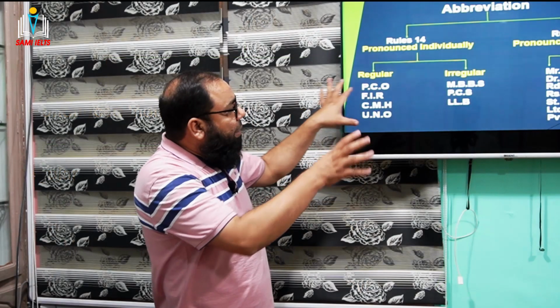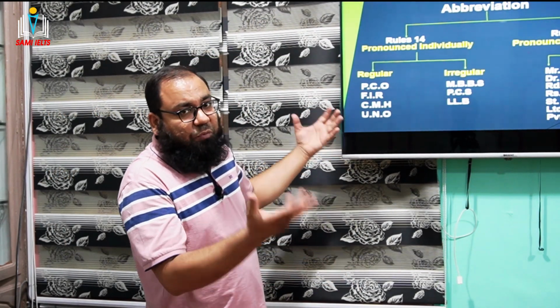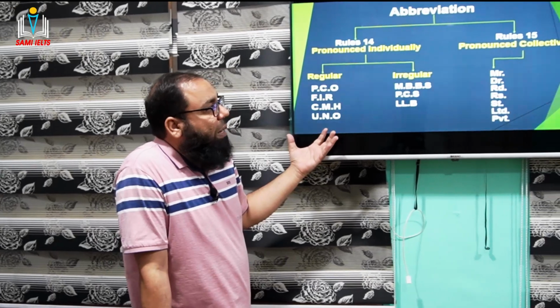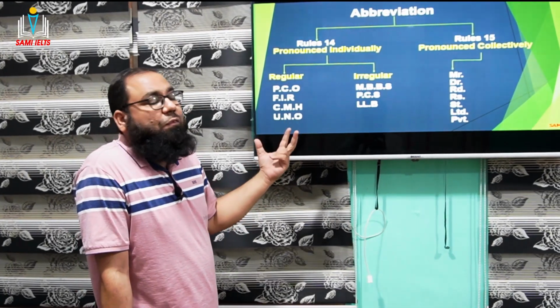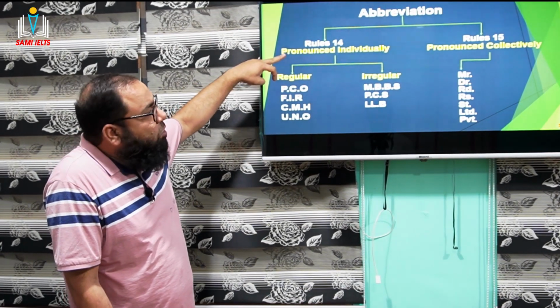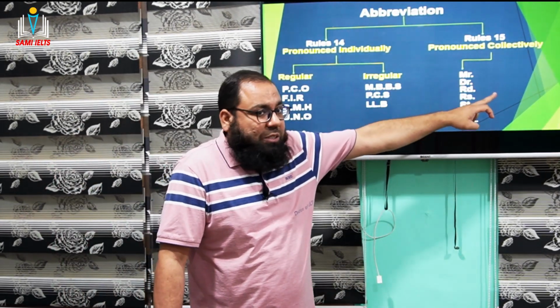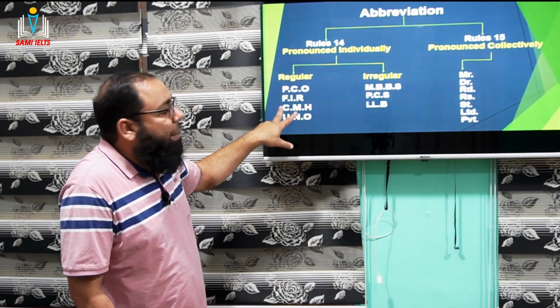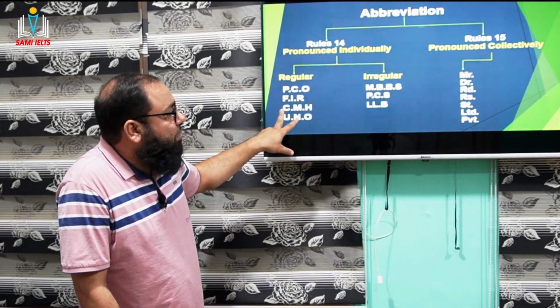Yes, okay, this is a complete summary, okay? So this is a full, complete overview of the previous two types. Rule number 14 is pronounced individually. Rule 15 is pronounced collectively. Then we're having two types of individual abbreviations, right?